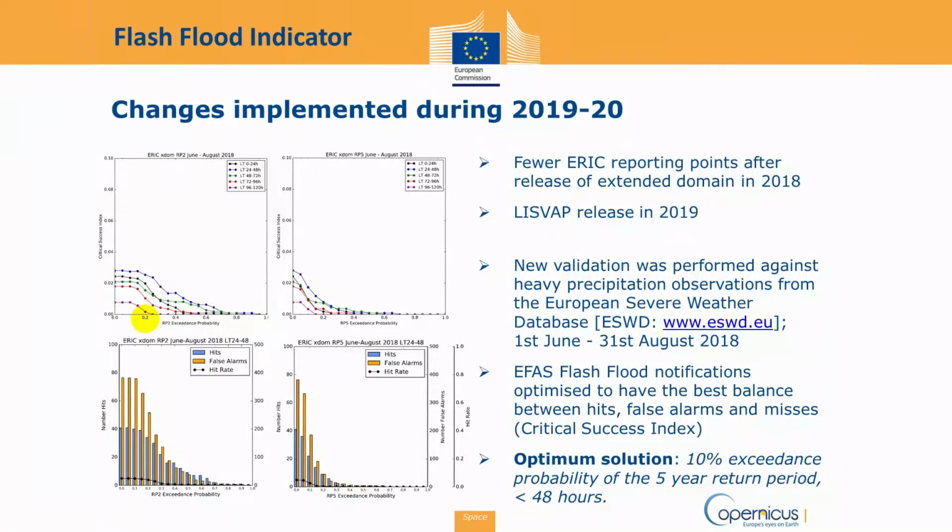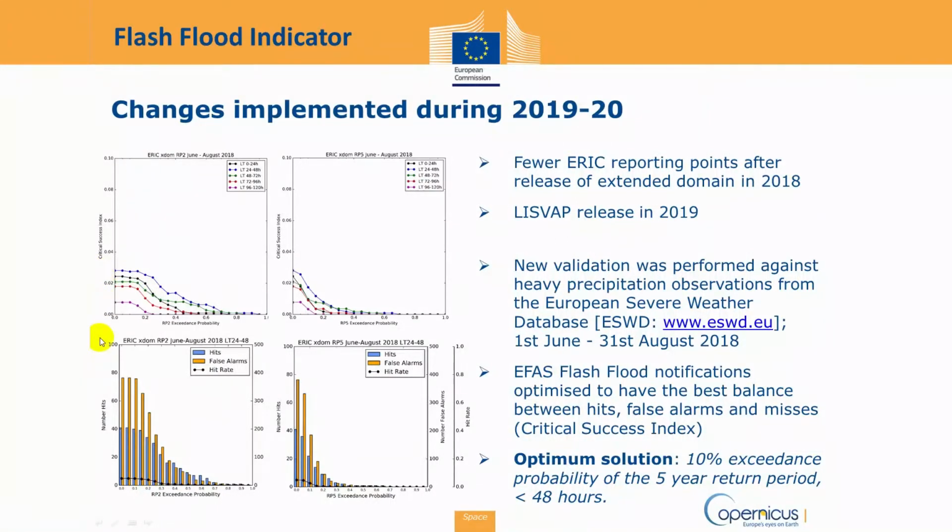And that is because the Severe Weather Database includes very many small-scale pluvial events which are subscale to the ERIC forecasts, and therefore it looks like there are lots of misses, but these are not events that we would expect the ERIC indicator to capture. So, in any case, the criteria of 48 hours is chosen because it gives the highest CSI.